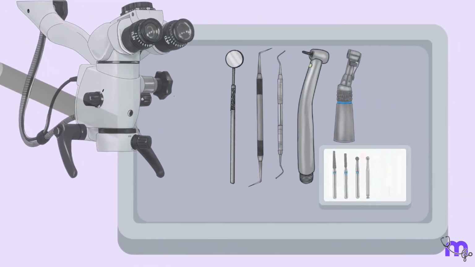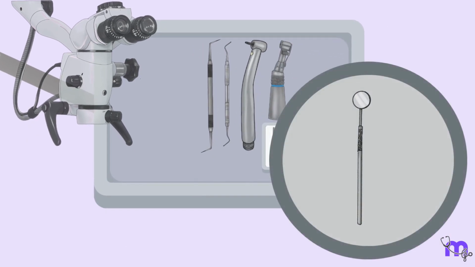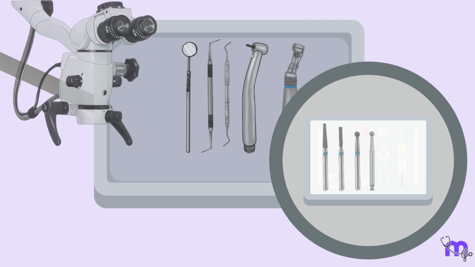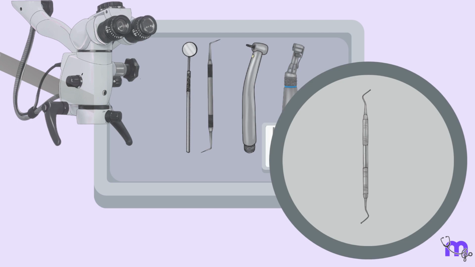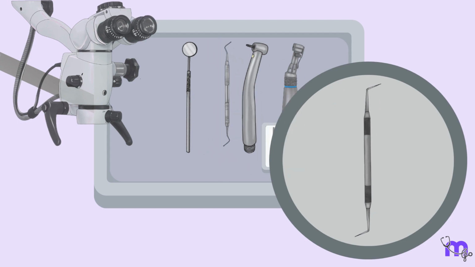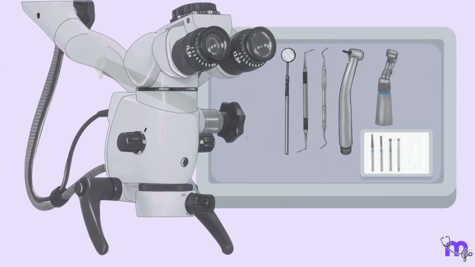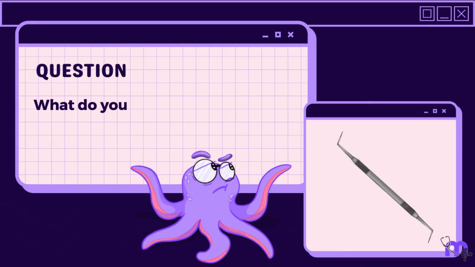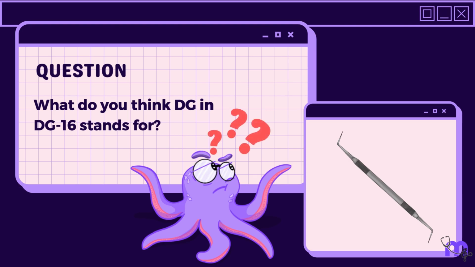Before beginning the procedure, I gathered my set of basic instruments. These comprised mouth mirrors, air rotor, micromotor, burrs like round carbide burr, and diamond points, endodontic spoon excavator, an endodontic explorer, DG 16, magnification aids like loupes, and a dental operating microscope. What do you think DG in DG16 stands for? Stay tuned for the answer.